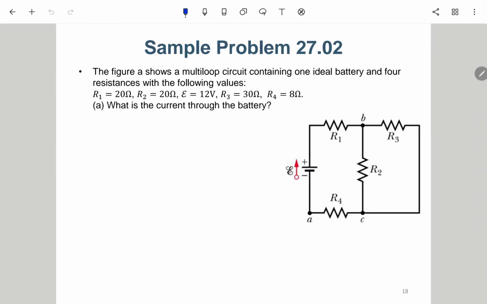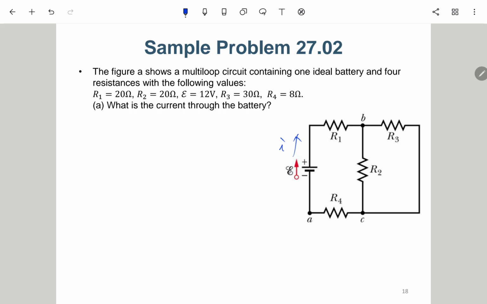Okay, so here we have a quick sample problem. Let me finish it before the break. It says the figure shows a multi-loop circuit containing 1 ideal battery and 4 resistances with the following values: R1, R2, E, R3, R4. What is the current through the battery? It asks you for the current here. So this is the current I, let's say.